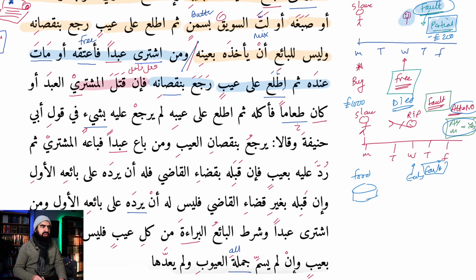So in qatala al-mushtari, if the mushtari kills a slave, or kana ta'aman, or it was food and he ate it. So Abu Hanifa says basically he's eaten the food. He's got the benefit out of the food which he bought it for, right? So he's benefited from it. ثم اطلع على عيب, and then he discovers a fault, لم يرجع عليه بشيء, right? So he's not allowed to get any refund. في قول أبي حنيفة رحمه الله, and the Sahibain say يرجع بنقصان العيب. Yeah, he's going to get at least a partial refund. He can't get a full refund, we know that, but partial refund he can get, why not? Alright, so that's the first masala for this one.